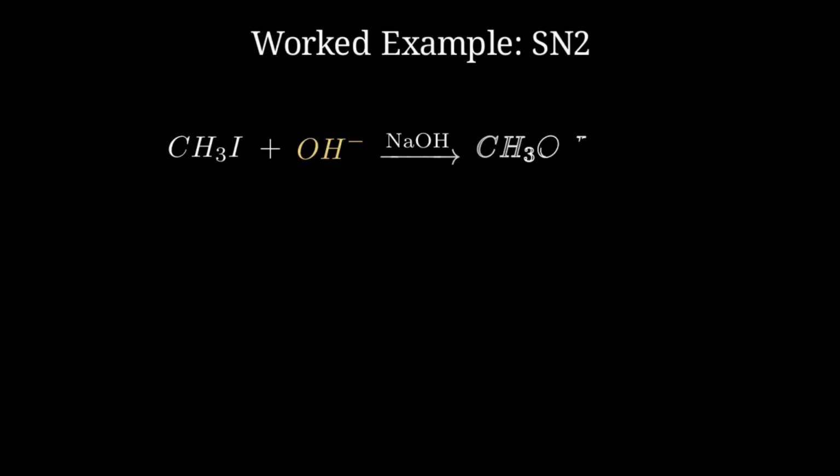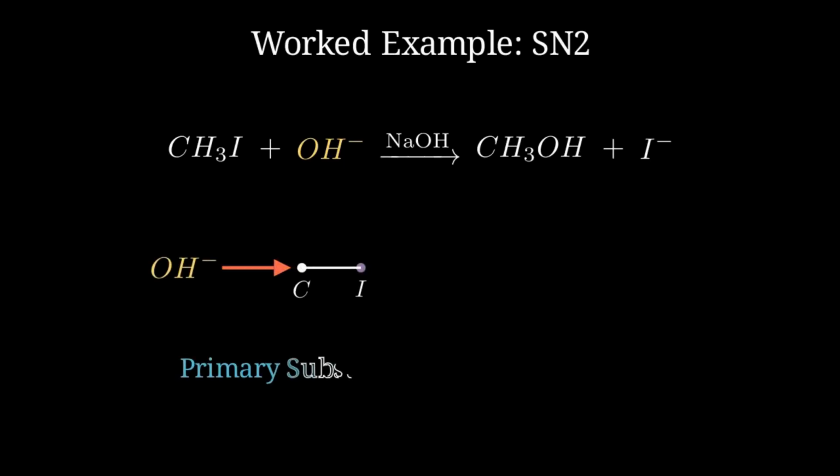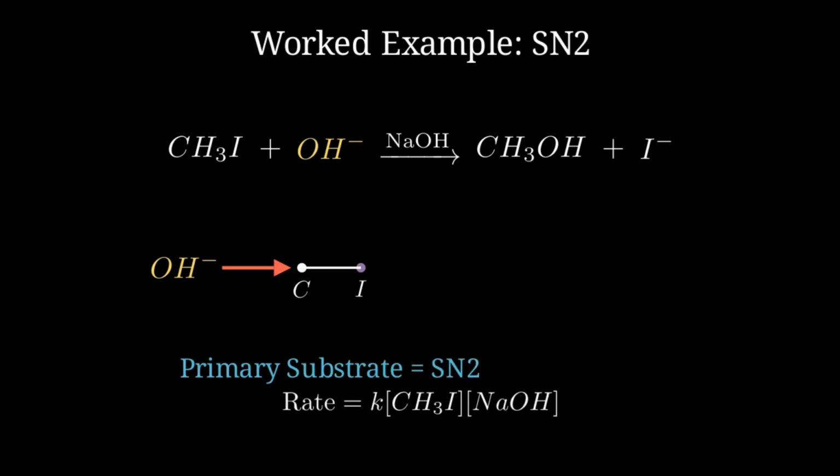Let's look at an example. Methyl iodide reacting with sodium hydroxide follows an SN2 path. Since methyl is unhindered and hydroxide is a strong nucleophile, they collide in one step. Doubling either reactant concentration will double the reaction rate.